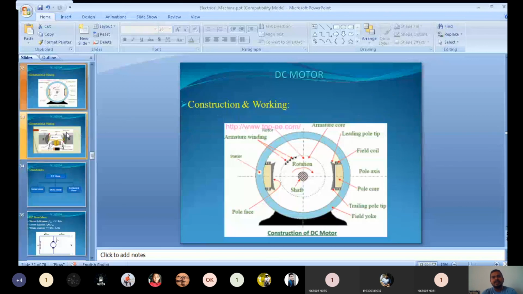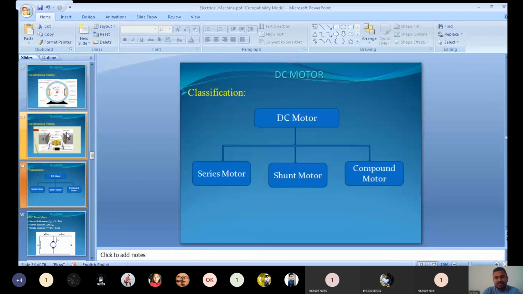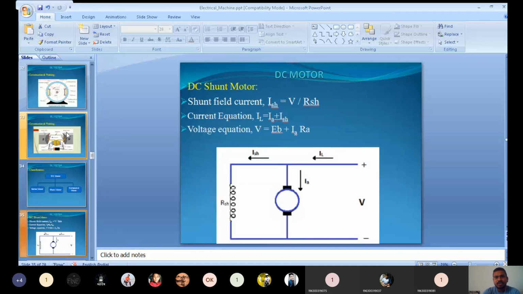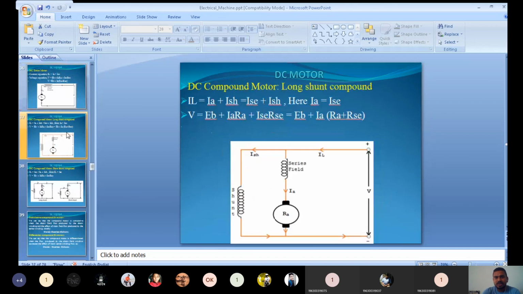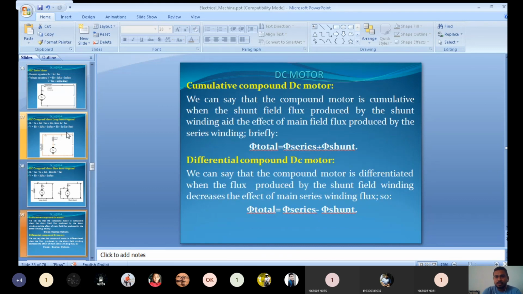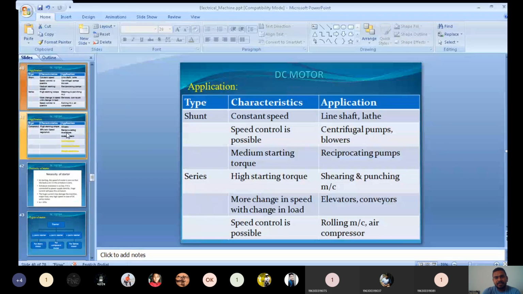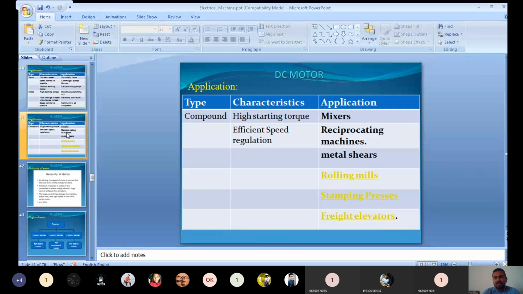Okay, and the construction of DC motor, how it works, working of DC motors, classification of DC motor, DC series motor, DC shunt motor, DC compound motor, current equation, voltage equation of different types of motors, compound motors in which long shunt compound motor, short shunt compound motor, cumulative compound motor, differentially compound motor, application and characteristics of DC shunt motor, DC series motor and DC compound motor.